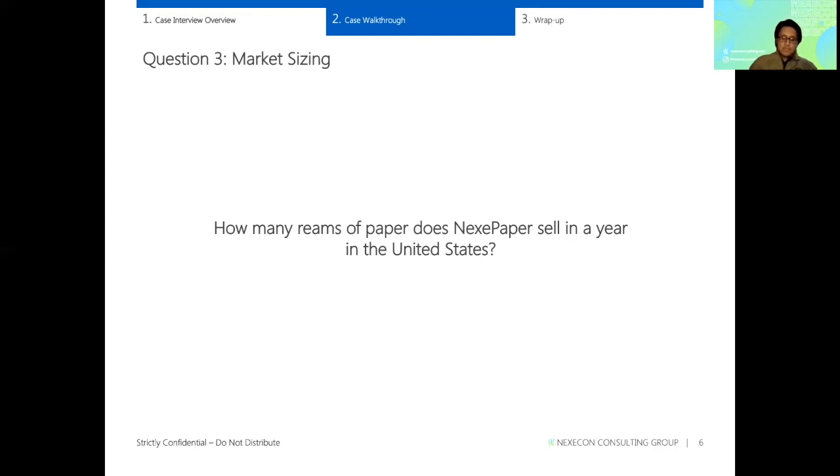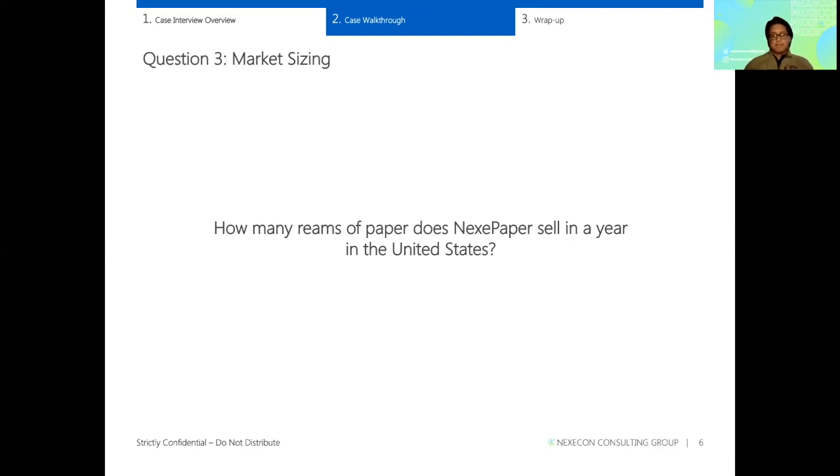So for personal use, I'm going to say 300 million users, 1.5 reams a year per user, which gets me to 450 million reams. So that's the personal side of the equation. I'm going to now jump over to the business side, which I think is where we're going to get into a lot of bigger numbers, because I think businesses use a lot more paper.